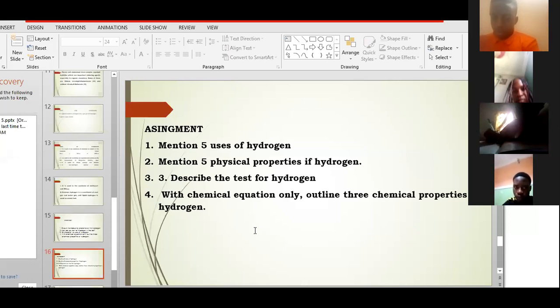Number 1, mention 5 uses of hydrogen. Number 2, mention 5 physical properties of hydrogen. Number 3, describe a test for the presence of hydrogen in the laboratory. Then number 4, with chemical equations only, outline 3 chemical properties of hydrogen.